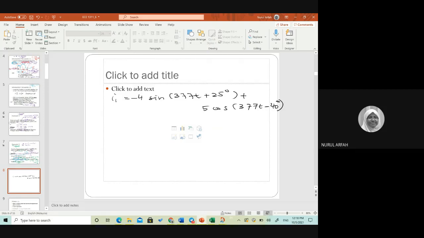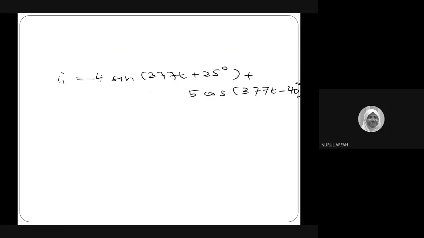Okay, what do you think? Can you see this? I know my handwriting is not good, because the digital pen is not really following my handwriting. Okay, so what do you think here?